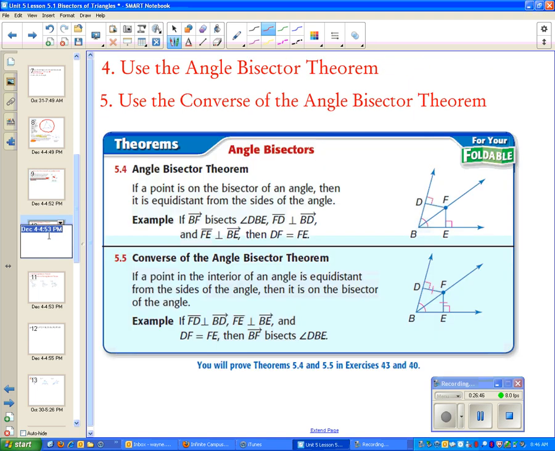So these are our last two learning targets for today. The angle bisector theorem: if a point is on the bisector of an angle, then it is equidistant from the sides. So in this figure, that segment would have to be congruent to that segment. That would show equidistant from the sides. And if a point in the interior of an angle is equidistant from the sides, then it is on the angle bisector. So, if you know one, you know the other. If one happens, they both happen.